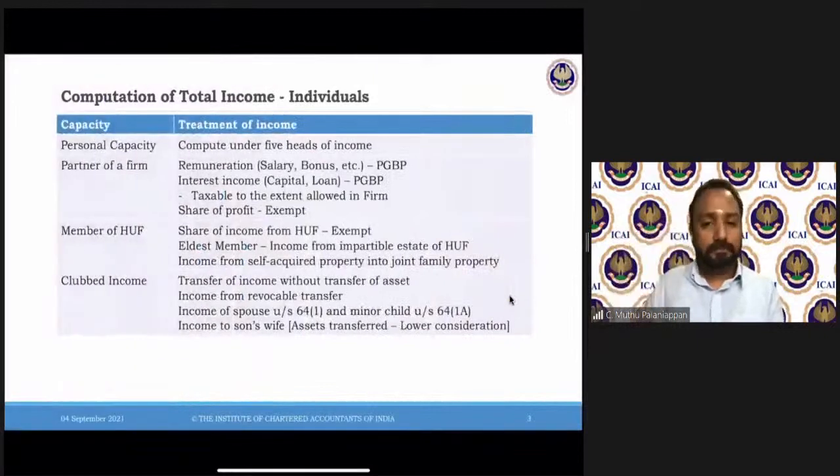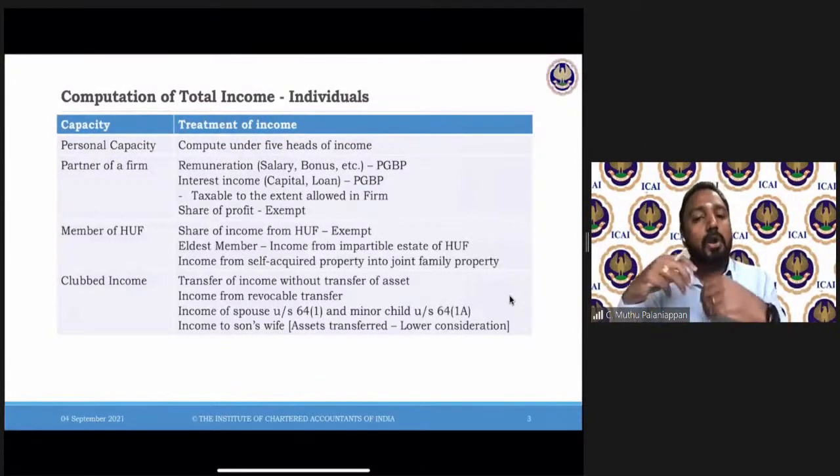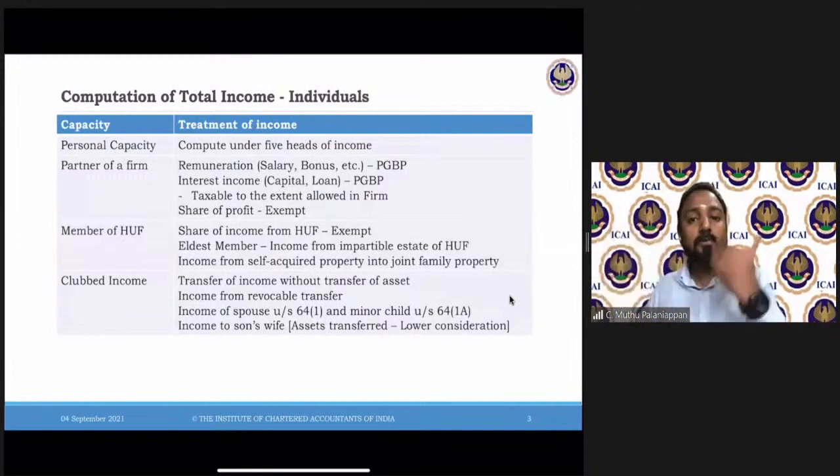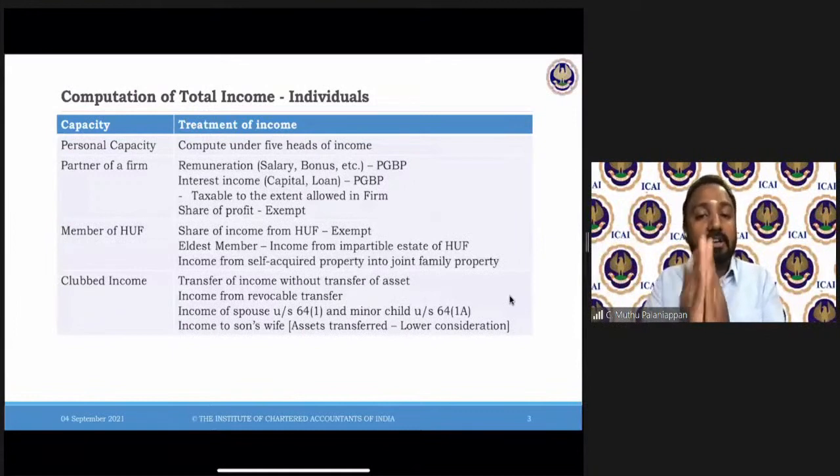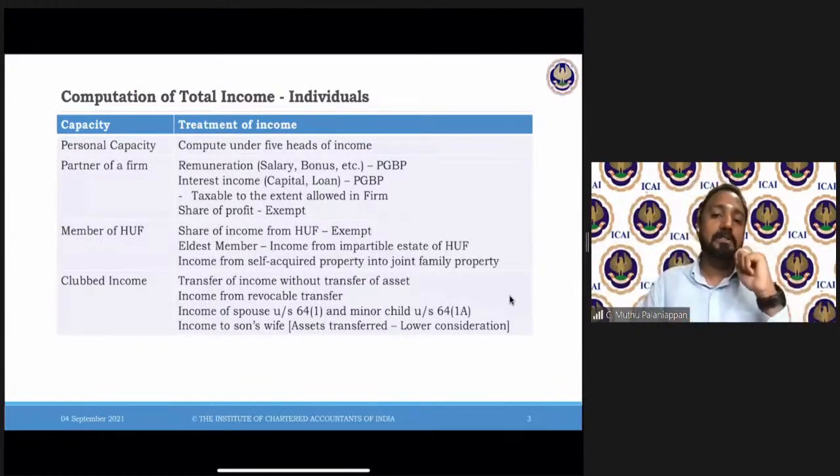Okay, we'll go into refreshing some of the provisions. Before that, we'll understand what we mean by computation of total income. We said 15 steps are there. Now, I could be an individual. I could also be a partner in a firm, a director in a company, a member of a HUF. I could also be responsible for someone else's income. So all that will be there, right? When you say individual, what are all the incomes that you need to cover? That's what we are going to discuss in this particular slide.